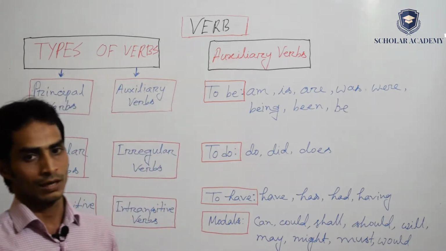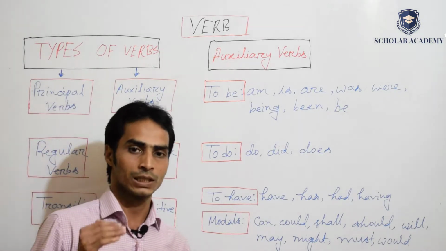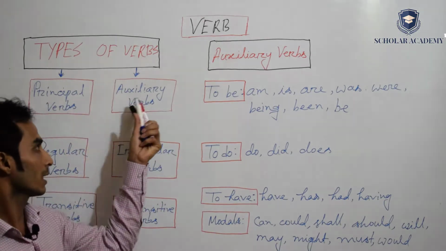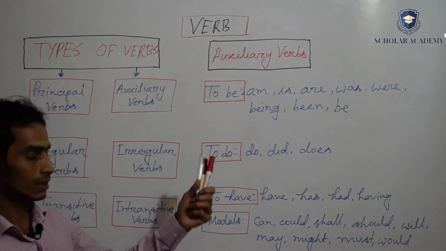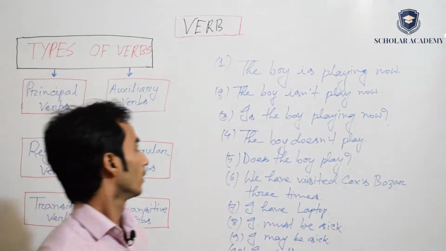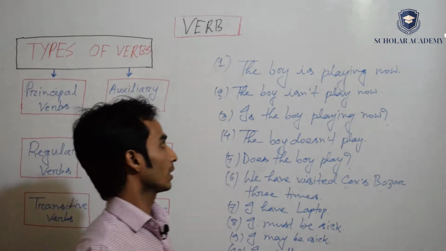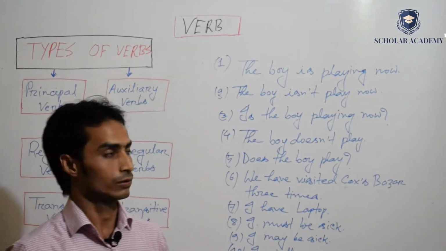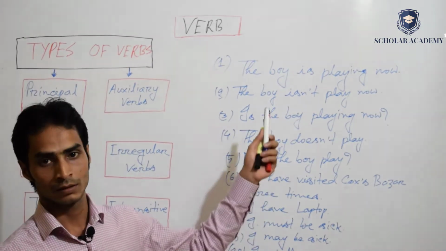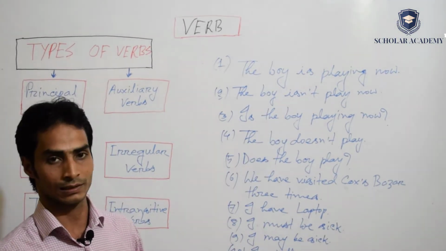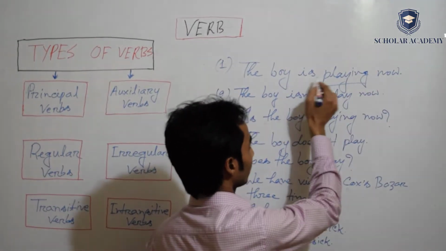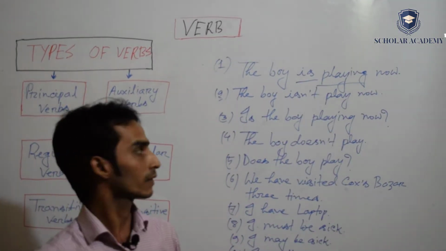We know that in a sentence, verbs can be used in two ways: as main verbs or principal verbs, and as auxiliary verbs. Let's look at some examples. The first example is: the boy is playing now. Do you know how many verbs there are? There are two verbs in this sentence: playing and is.